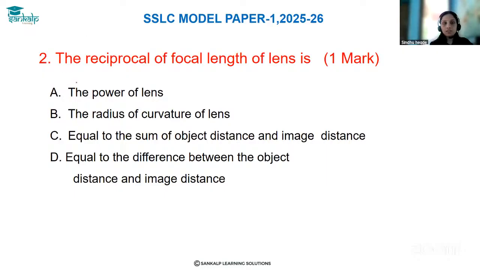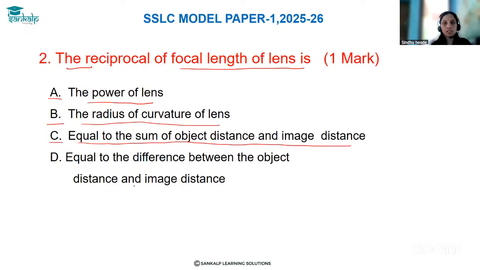Hello everyone. Let us see question number 2. The reciprocal of focal length of lens is option A, the power of lens; option B, the radius of curvature of lens; option C, equal to the sum of object distance and image distance; option D, equal to the difference between the object distance and image distance.